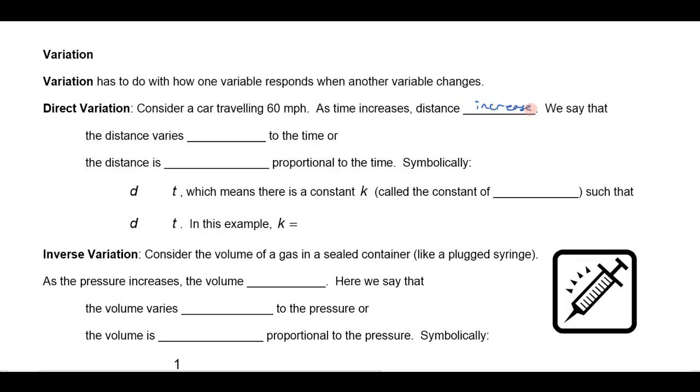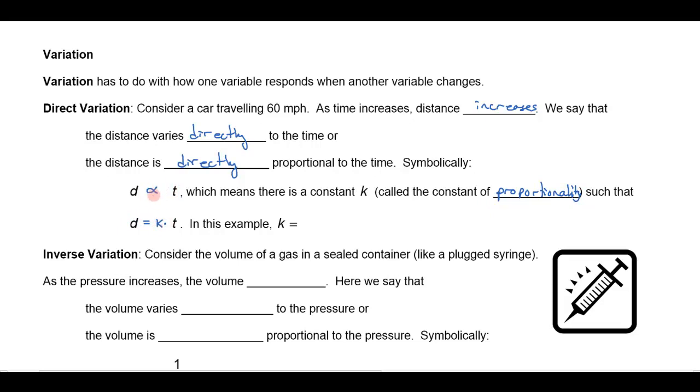We say then that the distance varies directly to the time, or that the distance is directly proportional to the time. Symbolically, there's a little symbol for proportionality. Looks like this. We would say that the distance is proportional to the time, and that means that there is a constant k that we call the constant of proportionality, such that the distance is equal to k times t.